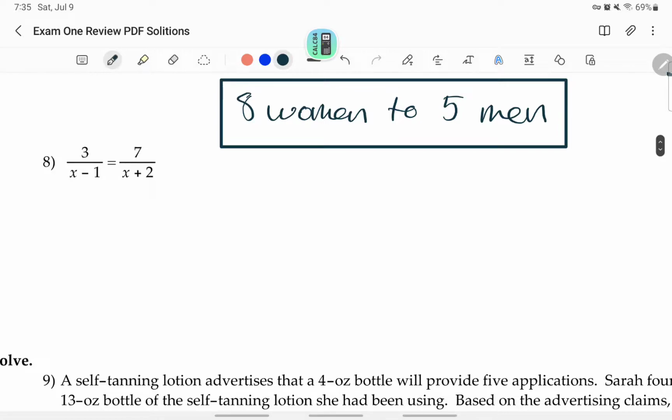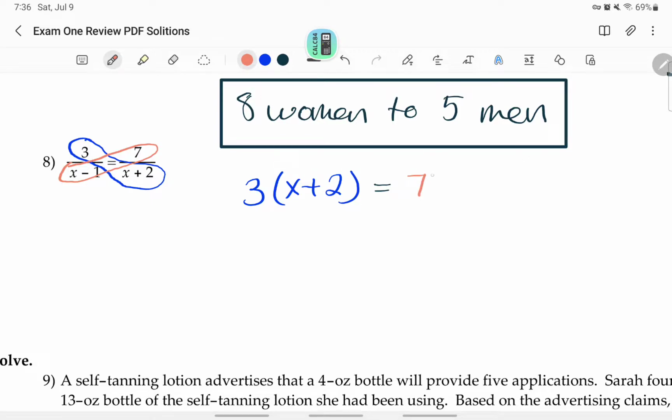All right. In order to solve for a missing variable when it comes to proportion, we want to perform cross multiplication. So what does that mean? I'm going to multiply the numerator of the first fraction with the denominator of the second fraction. So that's going to be 3 in parentheses, x plus 2. And we're going to set that equal to, when we multiply the denominator of the first fraction with the numerator of the second fraction, 7 times, in parentheses, x minus 1.